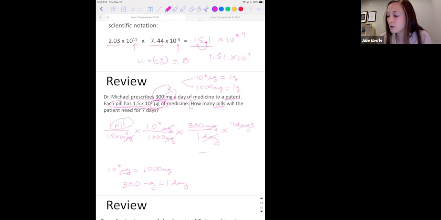So how many pills did you pick up from the pharmacy? Anybody get it? You cannot ignore this 1. Remember when you have a 1 in the first thing, 1 over this number is a different number than just 1.5 times 10 to the 5th. So you do 1 divided by that, times 1,000,000 divided by 1,000, times 300, times 7. What did you get? We're a minute over.